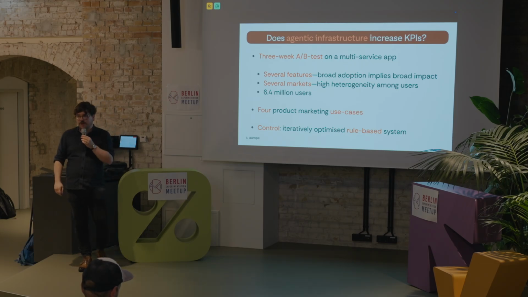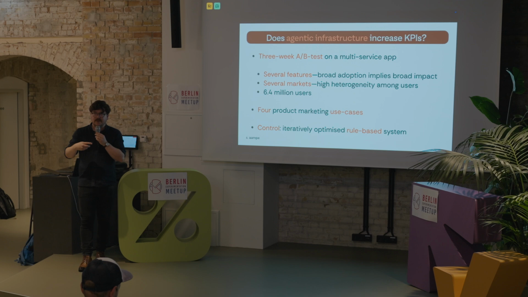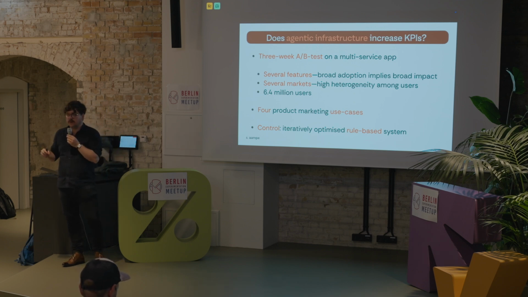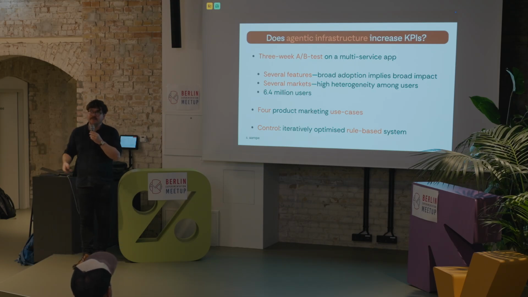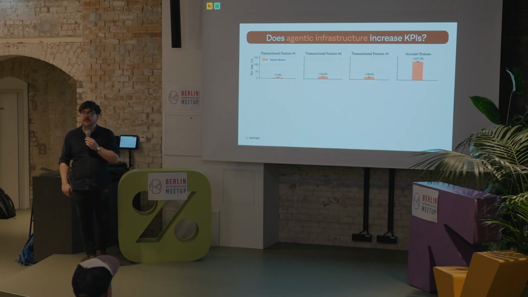4 different product marketing use cases. You'll see on the next slide in the plot that there's one use case where we don't have numbers for GMV. That's because it was a use case around creating a certain type of account, which doesn't lead to money in itself per se. And in control, I mentioned already. So we look at results across the funnel.